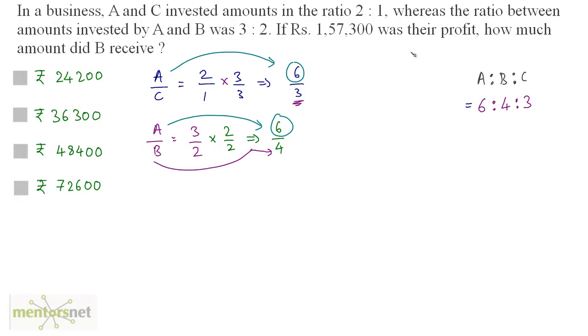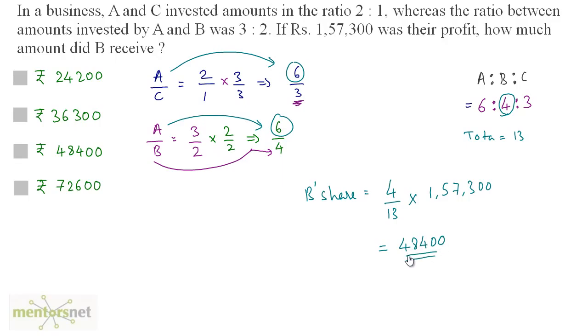Now we want B's share. So B has received 4 parts out of, we have the total parts as 6 plus 4 is 10 plus 3 is 13. So B's profit share is equal to 4 parts out of 13 times the total profit, which is 1,57,300. When you solve this, you will get 48,400. So option C is the correct answer here.